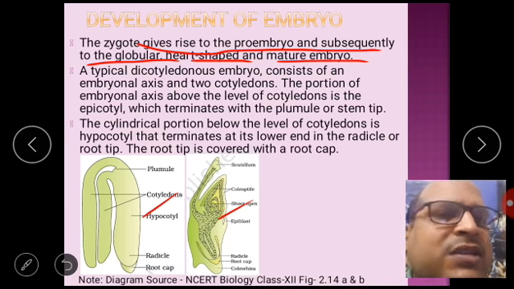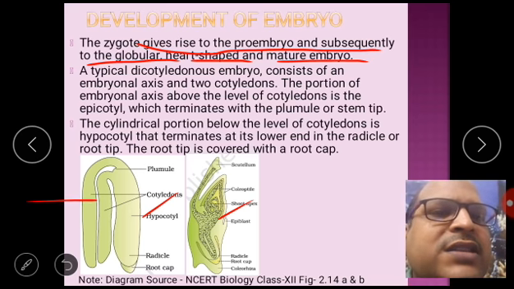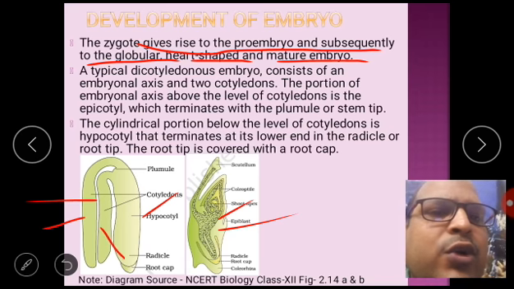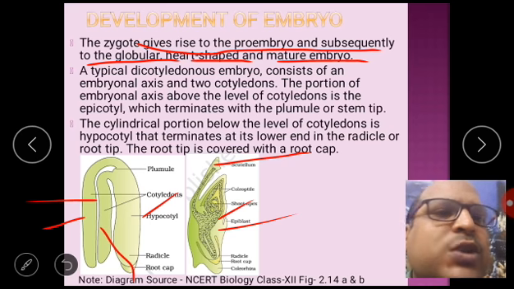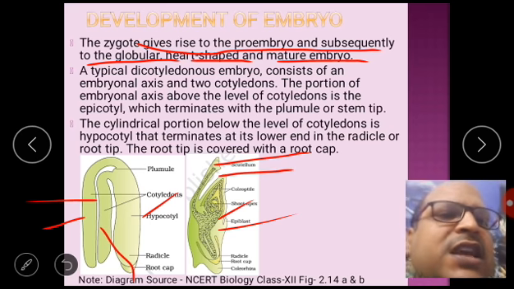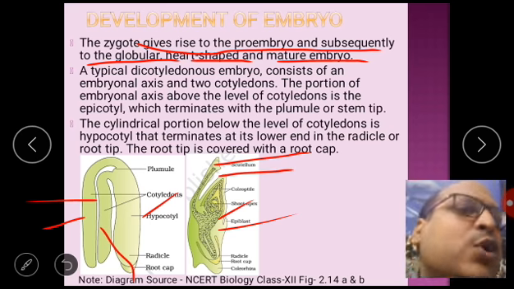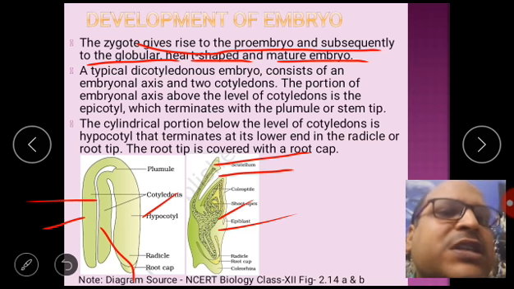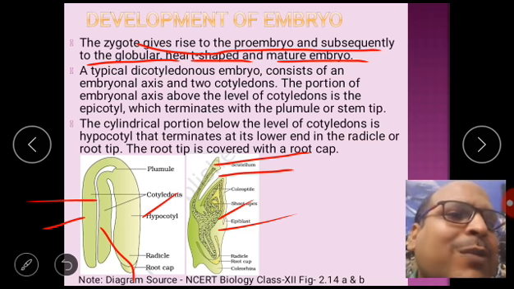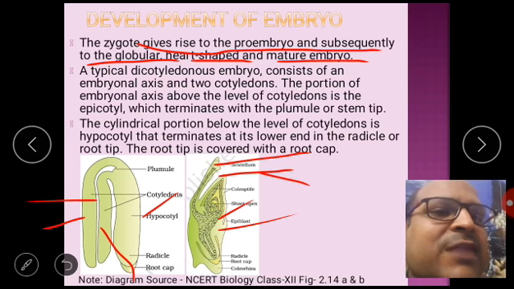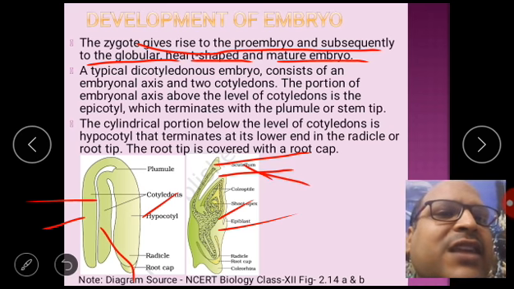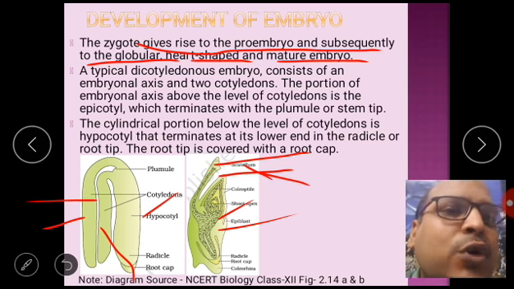Okay, this is the dicot embryo and this is the monocot embryo. What is the difference? In the dicot embryo, these two are cotyledons, but in the monocot only one scutellum is there. This scutellum is the cotyledon in the case of monocotyledons. What is the other name of the cotyledon in monocots? Scutellum is the other name of the cotyledons of monocots.